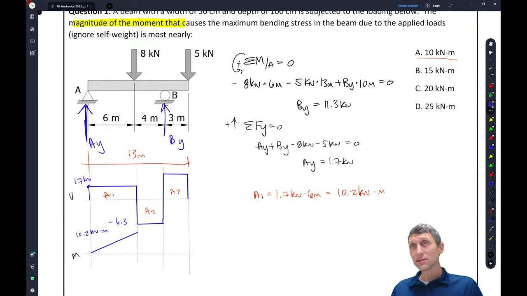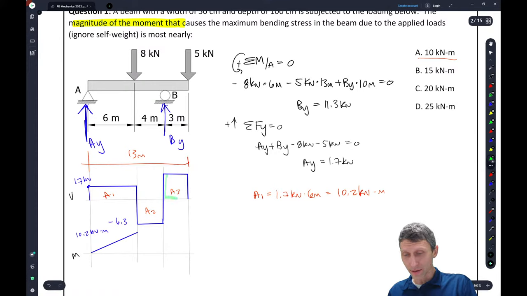I could go find A2, but realistically, one of the things that I want to show you here is area 3. This area 3 is almost a little bit easier, and it's really the only one that we need, because what we know here is area 3 is going to be what?